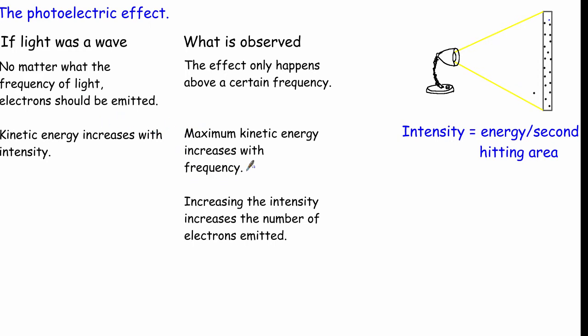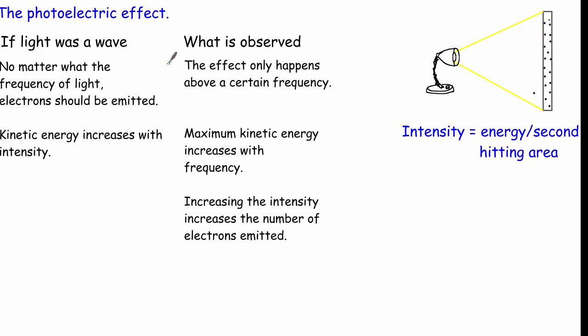In actual fact, what the maximum kinetic energy does is it increases with frequency. So if we increase the frequency of this light, then it increases the kinetic energy of these photoelectrons. If we do increase the intensity, what we actually see is that the number of electrons emitted goes up. So if we have a low intensity, only a couple of these electrons may be emitted, and we then turn the intensity up and lots more start to be emitted.